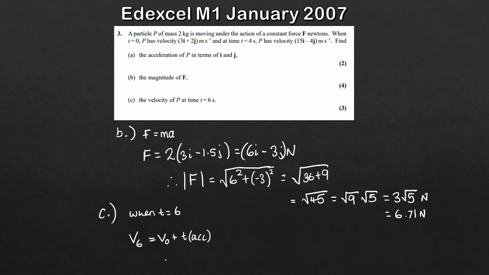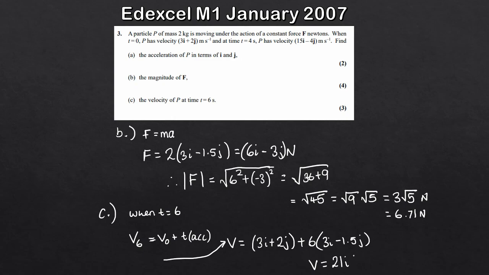So if we work that out, that's going to be v equals my initial velocity, which is 3i plus 2j, plus the time, which is 6 seconds, so 6 times a, my acceleration, 3i minus 1.5j there. If we work this out, just plug all this into your calculator, 3 plus 18 gives me 21i, and then 2 plus 6 times minus 1.5 will give us minus 7j there. And again, this is velocity, so don't forget your units, it's per second there.